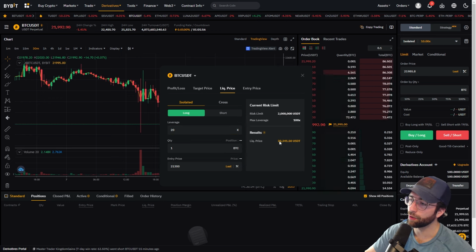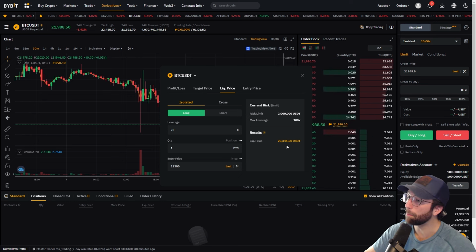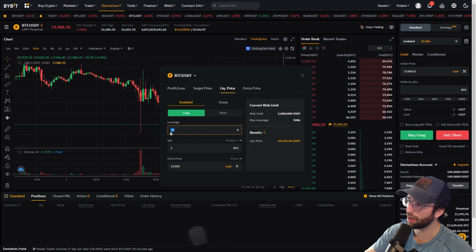Well, the liquidation price would be 20,341. Well, that's above our stop loss, right? So we can't use this high of leverage, because we want the liquidation price to be below our stop loss, in this case for a long trade. So we know that we can't use more than 20 times leverage.